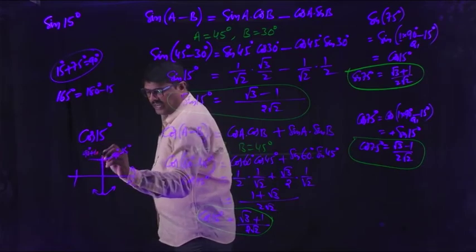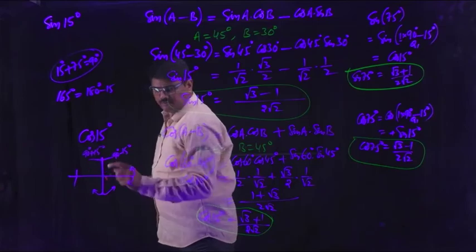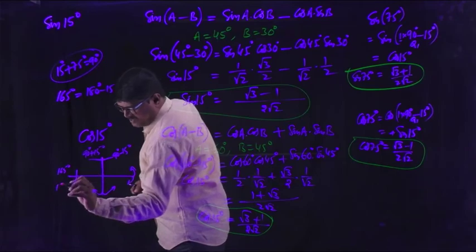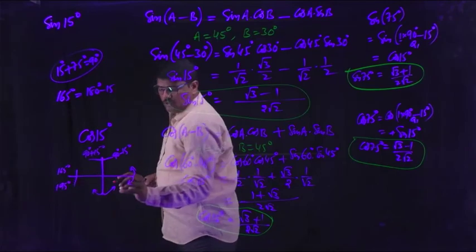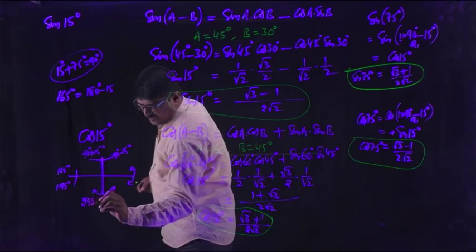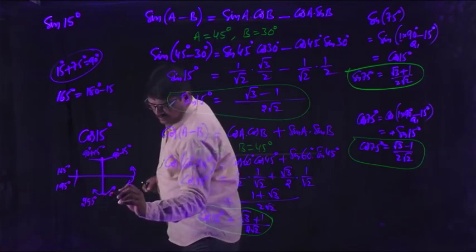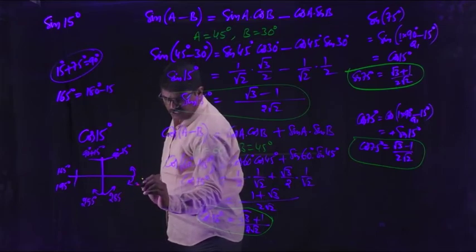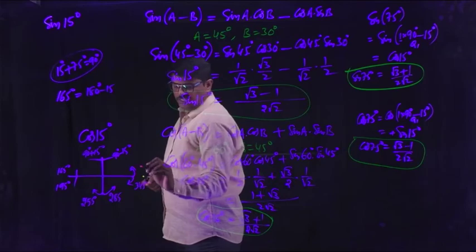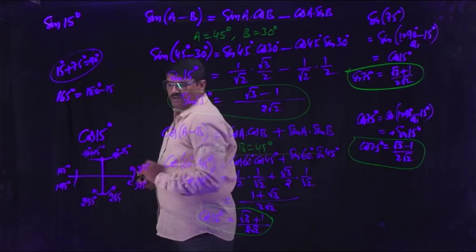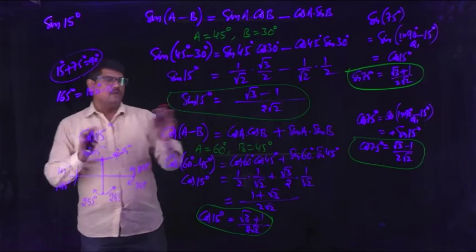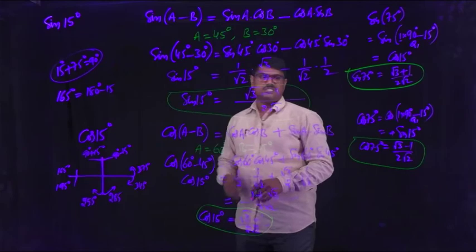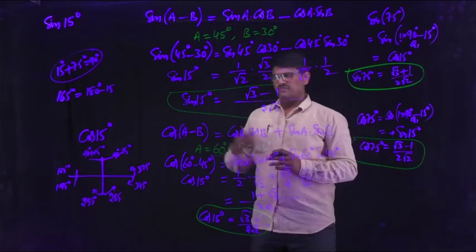90 minus 15, 90 plus 15, which is 105. 180 minus 15, which is 165. 180 plus 15, which is 195. 270 minus 15, which is 255. 270 plus 15, which is 285. 360 minus 15, which is 345. 360 plus 15, which is 375. For these angles also you can find the values using the value of sin 15 degrees. You can establish some more angles related to 15 degrees.